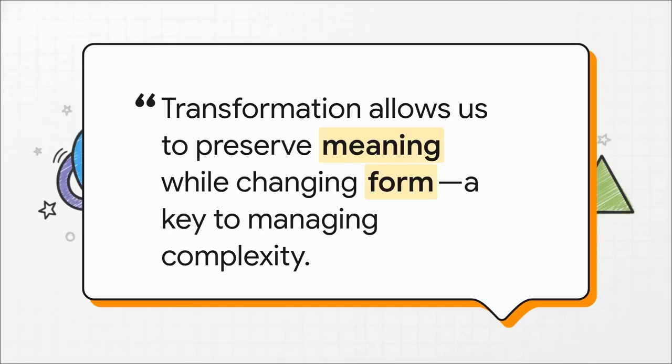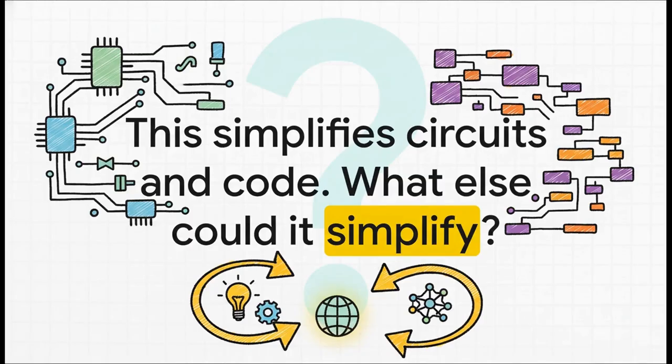So when you boil it all down, it really comes back to this one powerful principle. Transformation lets us preserve meaning while changing form. And that isn't just a clever trick. It's a universal strategy for how we manage complexity, adapt to new technology, and keep building on everything that's come before us. And that's what's so cool about this. We've seen how this one idea connects the very physical world of circuits to the very abstract world of code. So I'll leave you with this question. If this principle can simplify circuits and code, where else could it simplify our world?